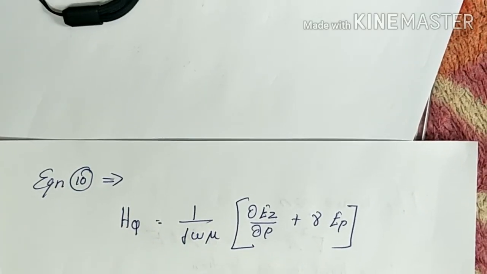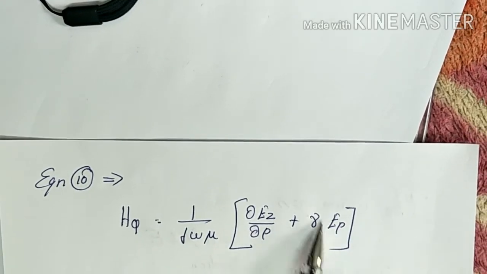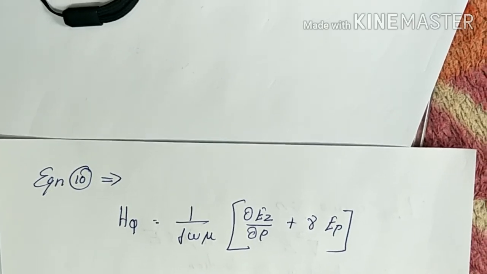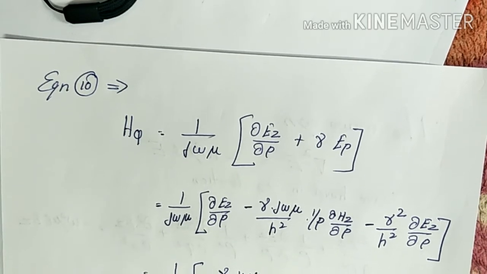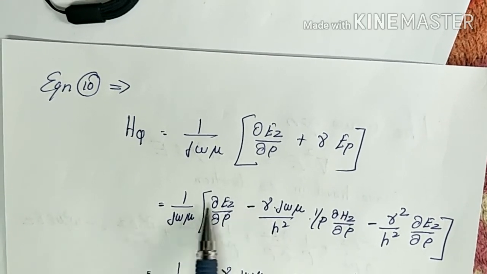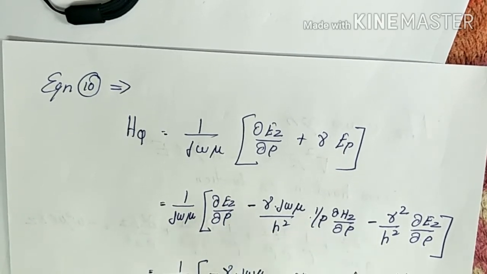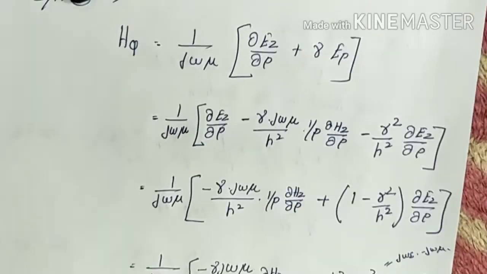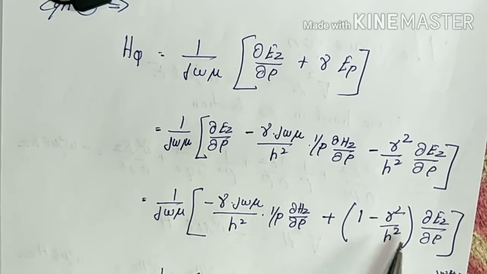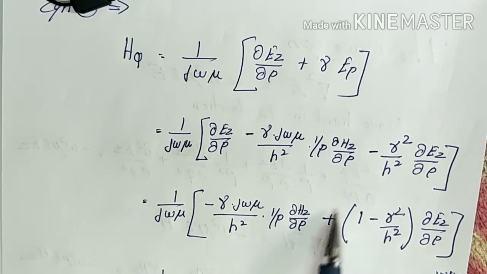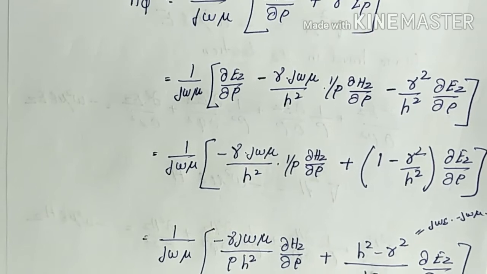So the next term is H phi. H phi we have to find, we have the equation. Now we found the value of E rho, so substitute the E rho here. So I have substituted the value of E rho here. Group the common terms. Here the common term is dou Ez by dou rho. So here both are common terms. After grouping the common terms, you will get 1 minus gamma square by h square dou Ez by dou rho. Take LCM, you will get h square minus gamma square by h square.